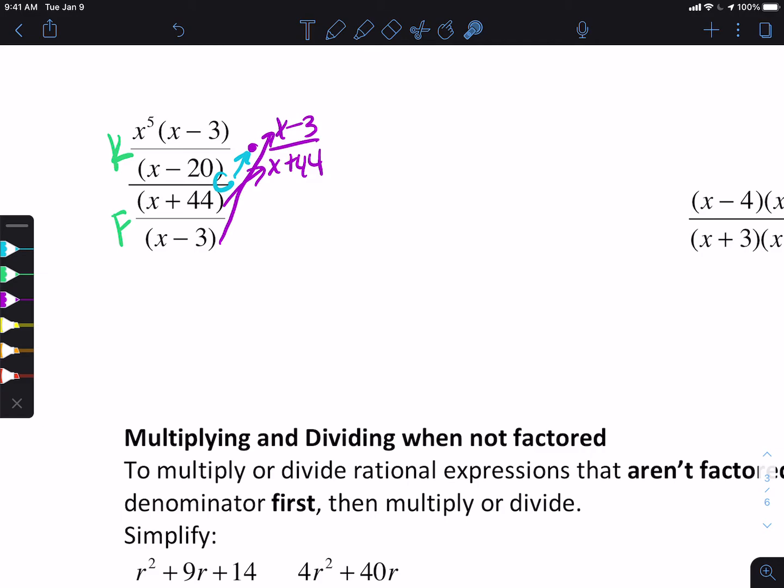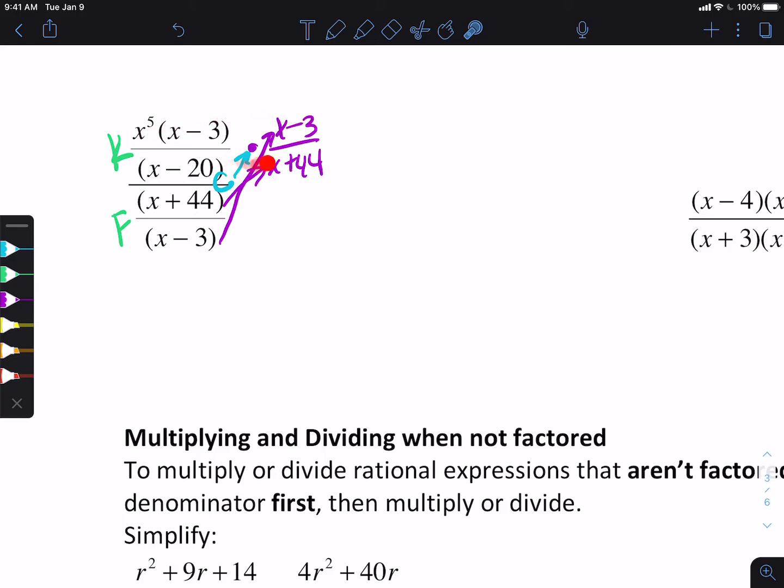So I look for common factors. There's no common factors on top and bottom. Now notice you have an x minus 3 on top and another x minus 3 on top. Please make sure when you're canceling that one's on top and one's on bottom. If they're both on top, that's not reducing to 1. If they're both on bottom, that's also not reducing to 1. One has to be on top and one has to be on bottom in order to reduce to 1.